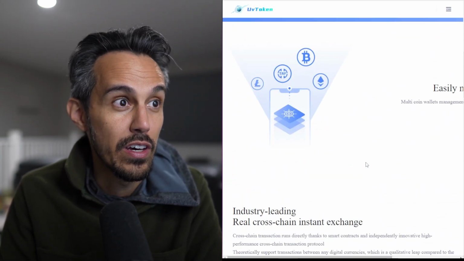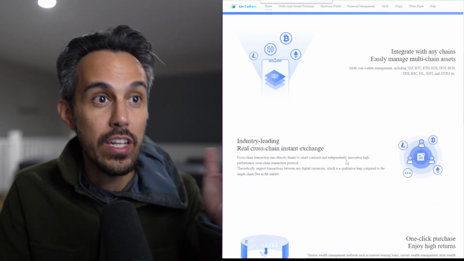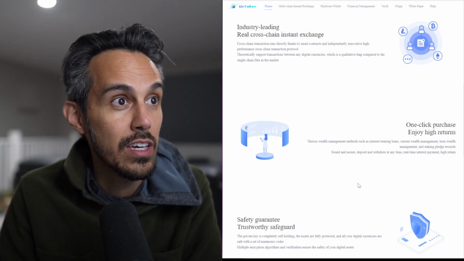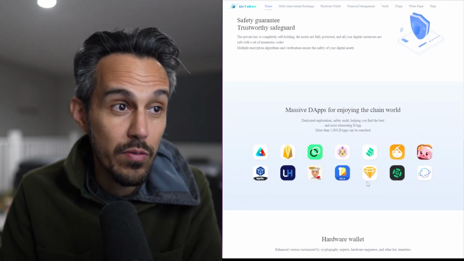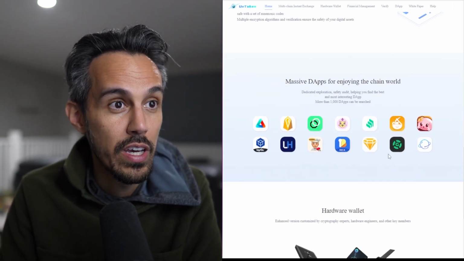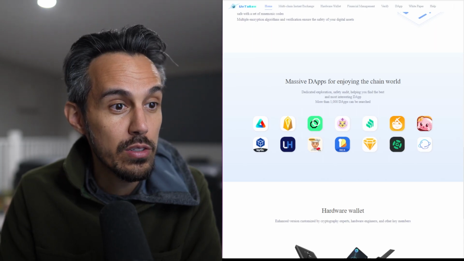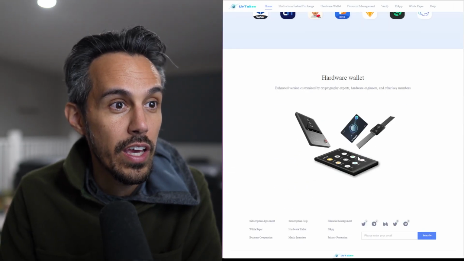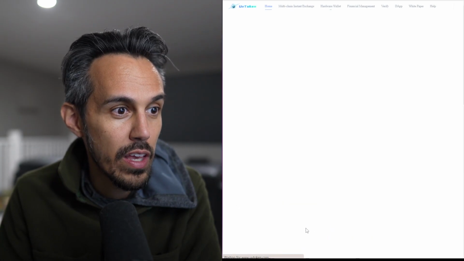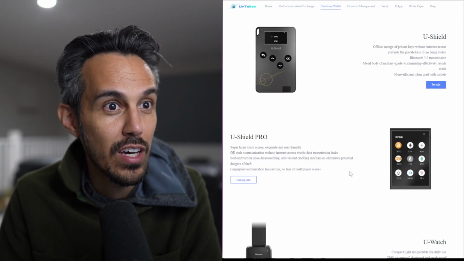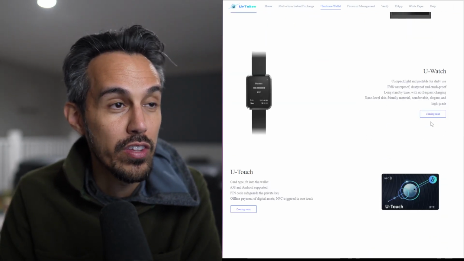They talk about what sets them apart from this. Integrate with any chain, easily manage multiple chains, assets, one-click purchase, high returns, safety is important, and then mass DApps for everyone in the chain world. So they're working with a lot of different ones, over 1,000 DApps. So that's cool if you guys are interested in it. And it seems like they're going to have a hard wallet. I don't know if that's readily available now, but I do know it should be coming. Yeah, I think there's a pre-sale for that, and then they have to have a watch.